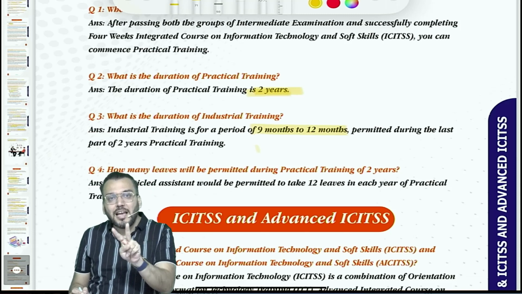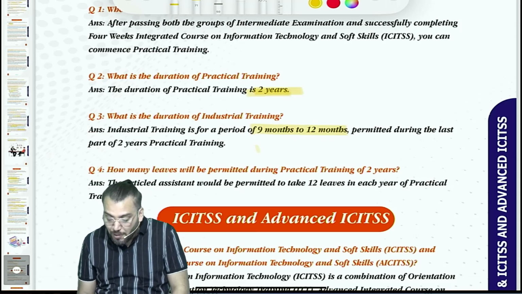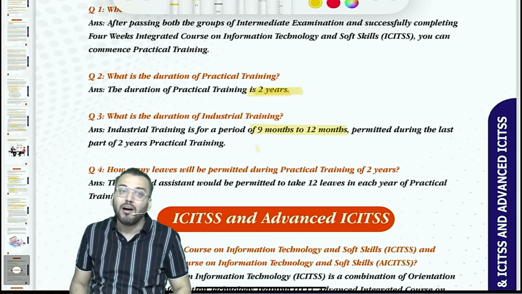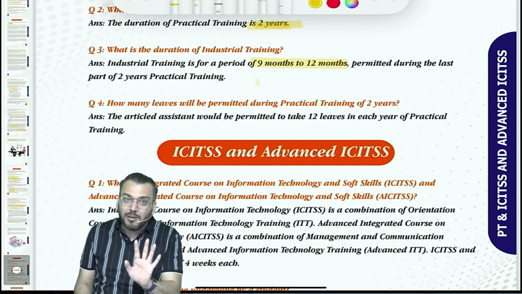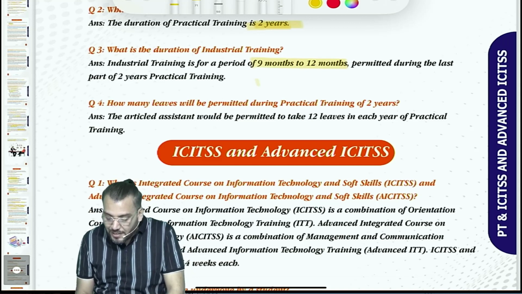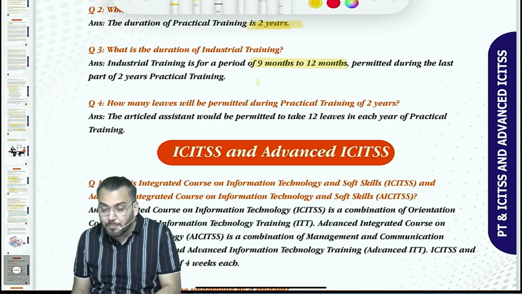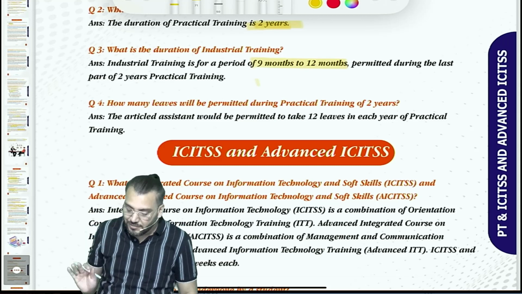Out of 2 years, 9 months to 12 months can be industrial training permitted during the last part of the 2 years of practical training. Means in the last year you can go for industrial training. How many leaves will be permitted? The leave permitted has also been reduced. The article assistant would be permitted to take only 12 leaves in each year of practical training. Means 12 plus 12 means 24 leaves are granted.